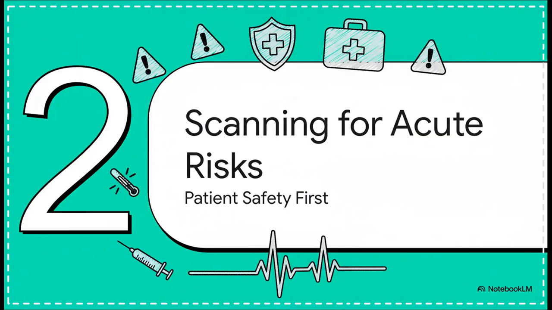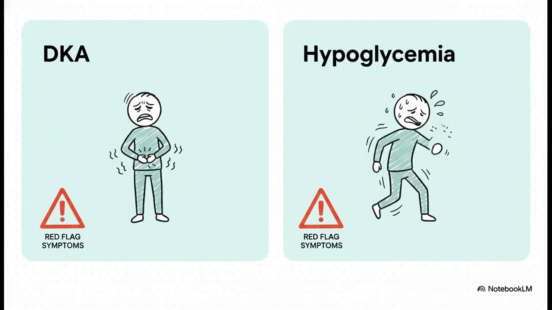Okay, so once we have that backstory, we need to slam on the brakes and focus on the right now. We have to immediately scan for any acute present dangers. This is all about patient safety, first and foremost. And really, we're on the lookout for 2 big, scary things: diabetic ketoacidosis, or DKA, and hypoglycemia.